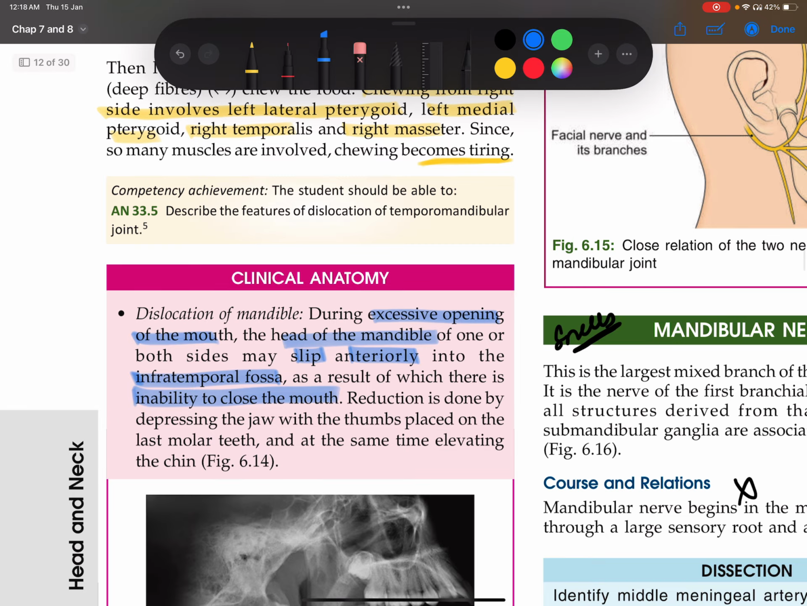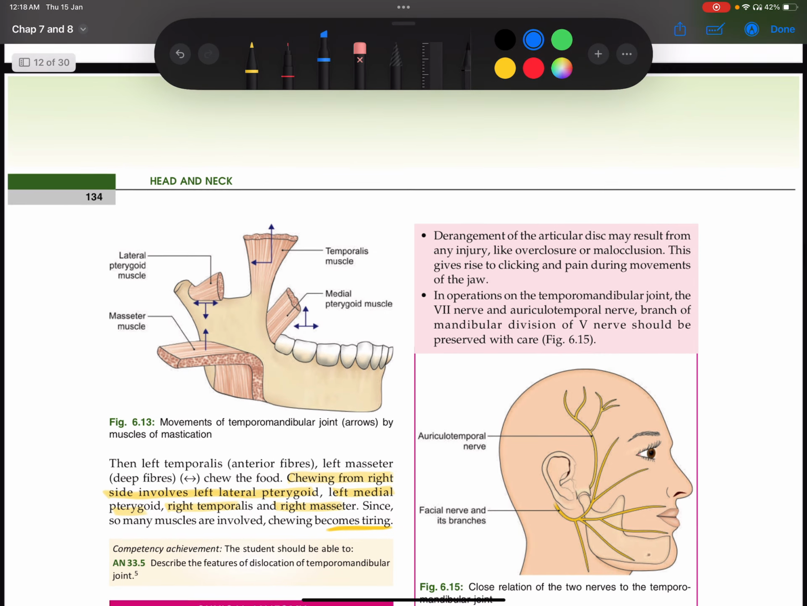So how are you going to help this? They're saying whenever a person excessively opens the mouth, the head of the mandible can slip anteriorly into the infratemporal fossa, and this will result in inability to close the mouth. How are you going to solve this problem? By depressing the jaw with the thumbs placed on the last molar teeth. So you have to place the thumbs on the last molar teeth, then try to elevate the chin but depress the jaw. I hope that makes sense.